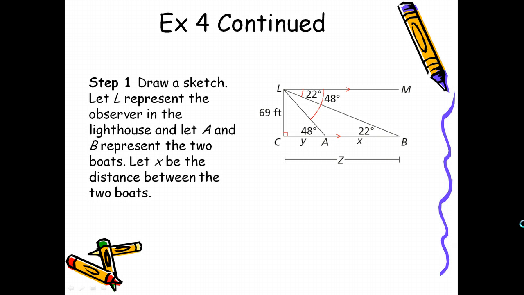Well, of course, first of all, we need a picture. So we have the lighthouse keeper up here, and the A and B are the two boats he sees. So the angle of depression to the farthest one is 22 degrees. The angle of depression to the nearest one is 48 degrees. He's 69 feet in the air, and we want to find x, the distance between the two boats. Okay? The whole side here is z, but we've broken it into y and x.